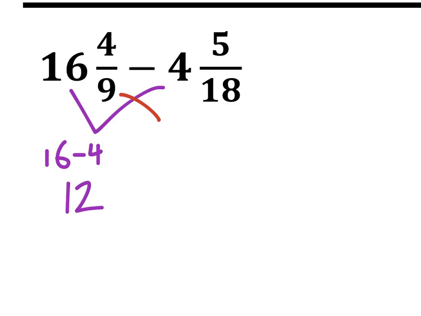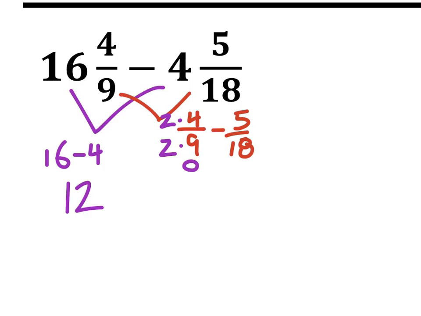Then I would have to subtract the fraction. So that would be 4/9 minus 5/18. And we need common denominators. So I would take the 9 and I'd multiply it by 2 to get that 18 right there. And then I would have 8/18 minus 5/18, which ends up being 3/18.